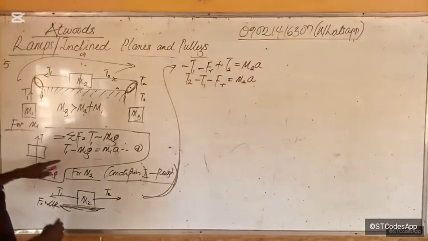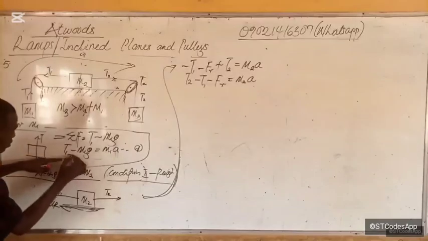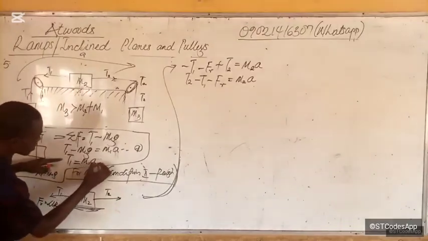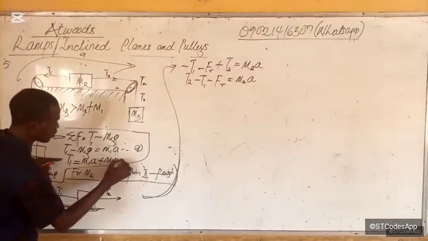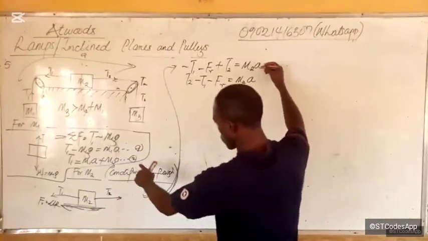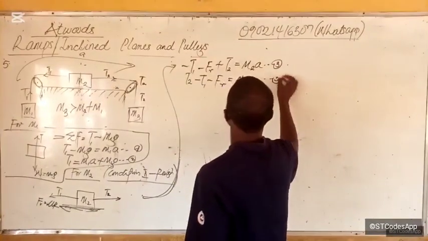So from here, we can make equation 3 first. Let's quickly make equation 3 here. So T1 will be equal to M1A plus M1G. This was our equation 2. This will be equation 3. Equation 3. All right.